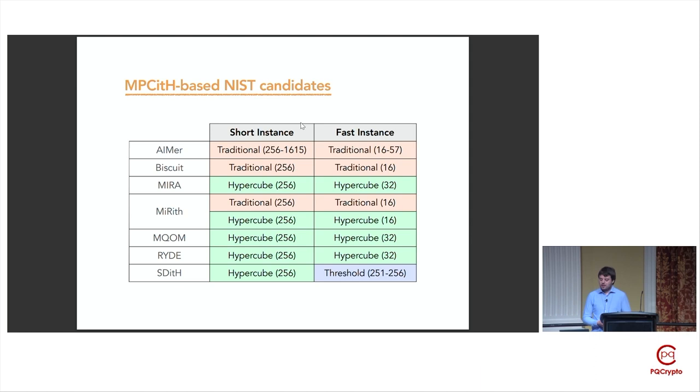And the reason why the others don't use the threshold approach for the fast variant is because the degradation, the loss in the signature size, is too big, and it's more interesting to use a hypercube with a smaller number of parties than the threshold, even if we don't have the very fast verification.